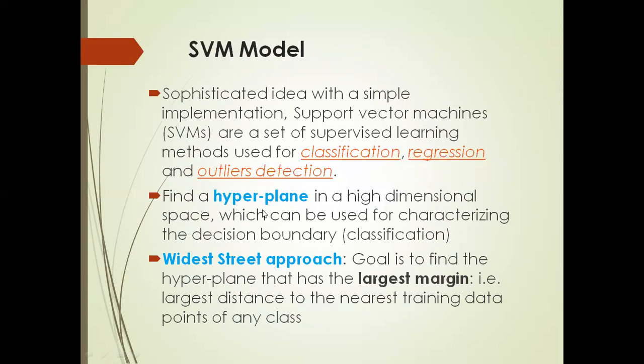The hyperplane is found by the widest street approach. So that we can see, the widest street approach. The goal of this is to find a hyperplane that has the largest margin. So we can also call it the largest distance between the two nearest training data points of any class. So what is this largest margin and largest distance? So we can see with an example.